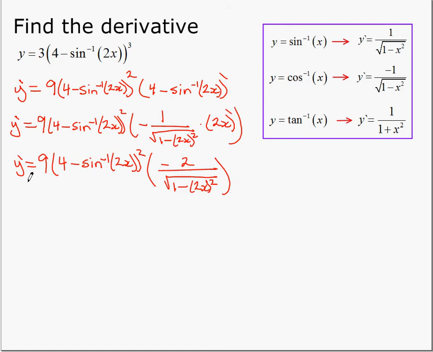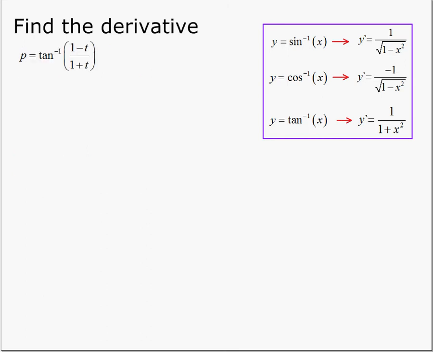Otherwise, if you're comfortable doing this, you could probably write this whole line all at once, or even this whole line all at once, and not have to worry about using this way. But certainly something to consider if you are struggling. The next example, inverse tan of 1 minus t over 1 plus t.